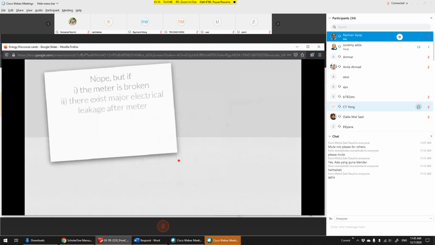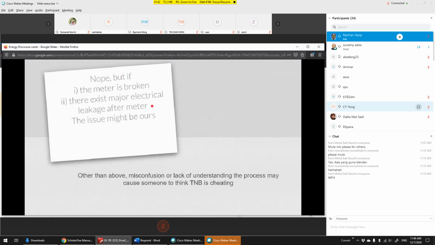Okay. Number two, if there is a major electrical leakage after the meter inside our home, then there's a problem. Because whatever electrical leakage occurs after the meter, we have to pay for that. So here comes the importance of knowing what appliances are being used and how they use the energy. So the issue might be ours. But other than that, misconfusion or lack of understanding of the process may cause someone to think that TNB is cheating and so on. But according to my knowledge, there's no way.